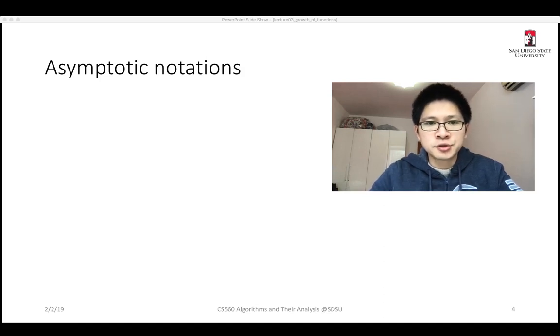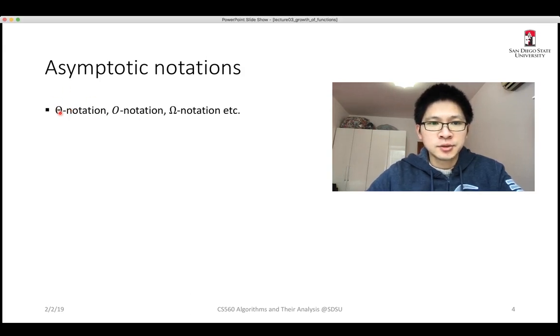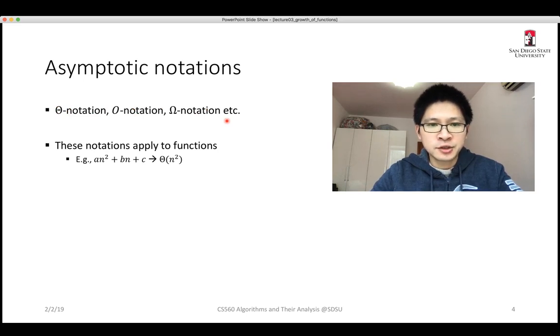We will first introduce three asymptotic notations, which are the theta notation, big O notation, and big omega notation. And these notations apply to functions. For example, on the left, there is a generic form of quadratic function, which is a times n squared plus b times n plus c. And we can write that this quadratic function belongs to theta of n squared. So this is how we use these asymptotic notations.